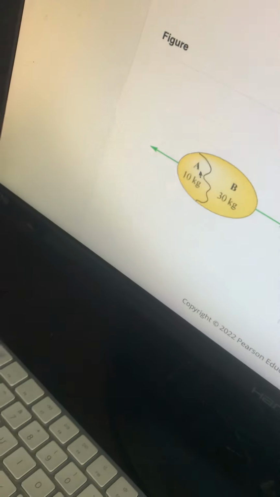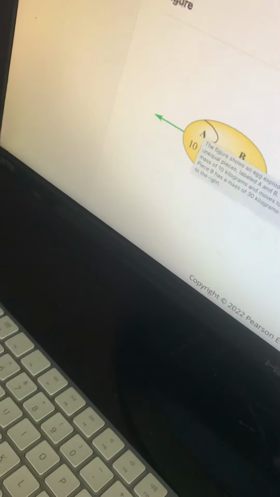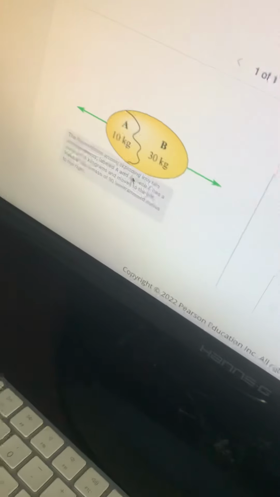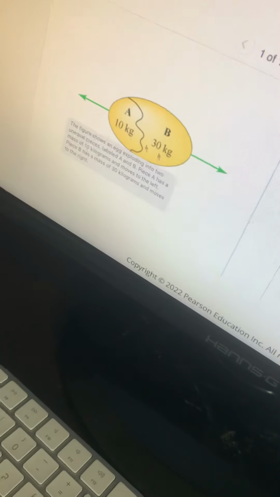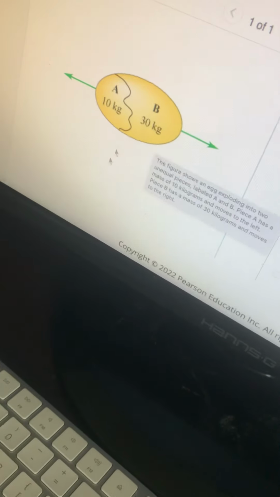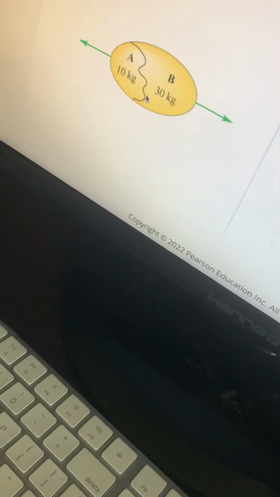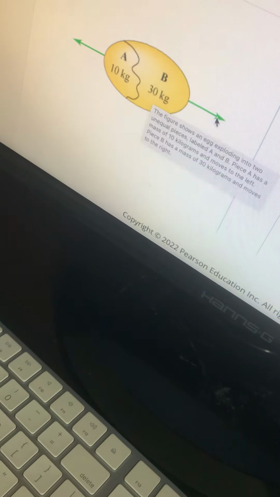So we have the 2 pieces here. There's an explosion. One of them shoots to the right, the other one shoots to the left. Piece A weighs 10 kilograms and piece B weighs 30 kilograms. Now their momentum, one is going to be in the negative direction and one in the positive direction. But according to the momentum theory, the negative magnitude momentum is equal to the opposite of the opposite momentum.